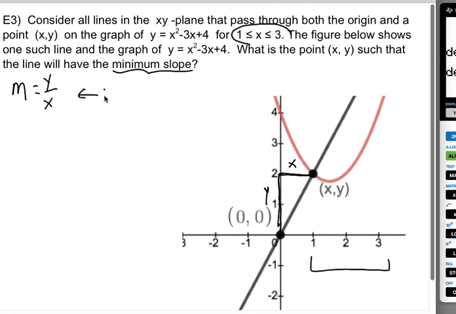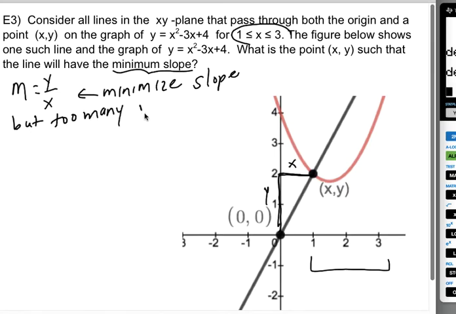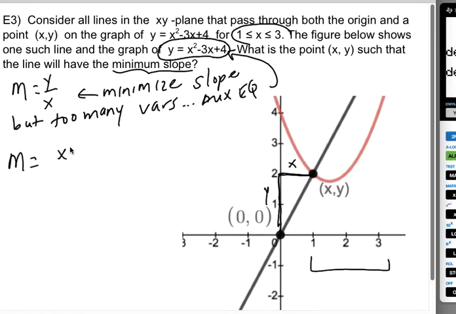So this is the thing that I want to minimize, right? I want to minimize slope. But I still have too many variables, right? There's too many variables. So I need some sort of an auxiliary equation. Well, thankfully, I know a thing or two about this x and y. Specifically, I know that they lie on this curve. So I could replace the y's with an x squared minus 3x plus 4 all over an x. And now I could differentiate.